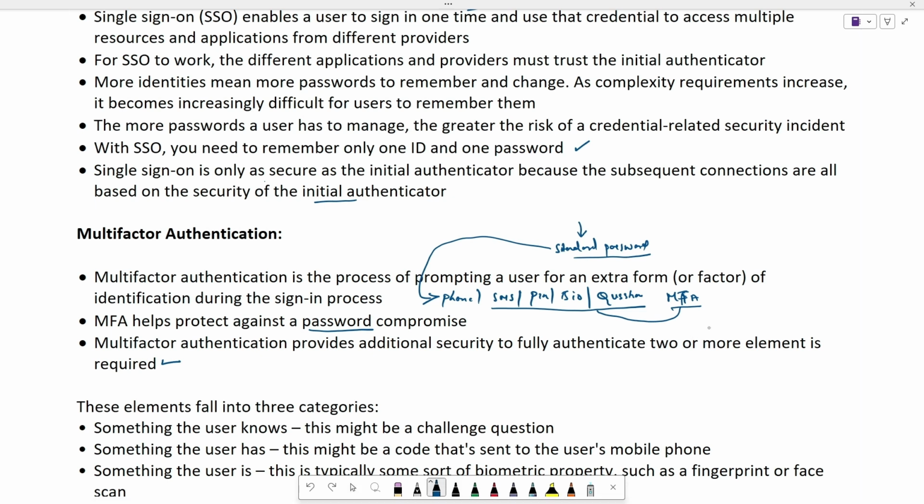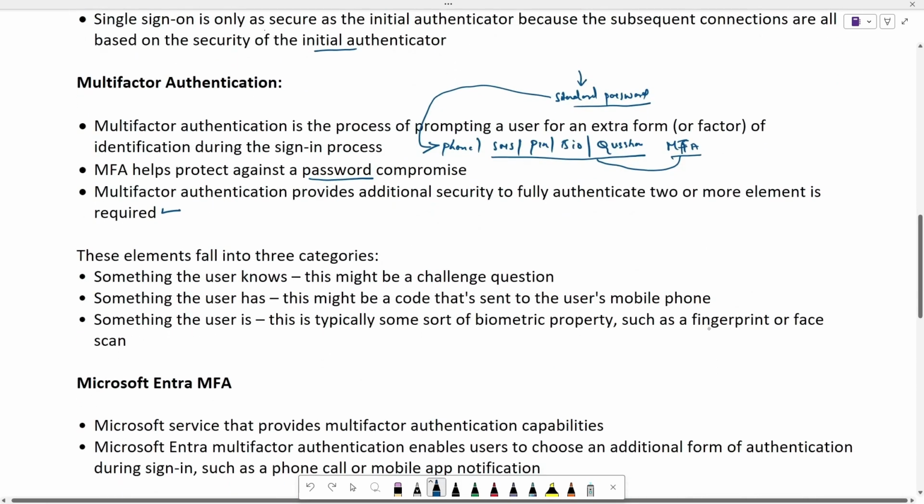How does multi-factor authentication work? Once the user has entered his standard password, there are three categories which can be configured with multi-factor authentication, which can be something the user knows. The user will be challenged with a question. So for this question, the user has the answer.